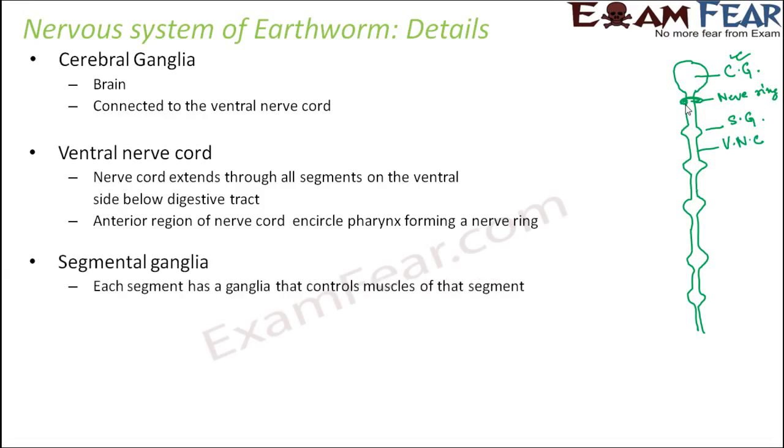Now the segmental ganglia. Each segment has a ganglia that controls muscles of that segment. So it is something like this. I'll give you an example from your school. Suppose in your school you have different classes, class 1, 2, 3, 4, 5. Now each class will have a class monitor. What is the job of the class monitor? To control the class, to see if discipline is maintained, to see if all the teachers are coming on time and to regulate all the activities of that particular class.